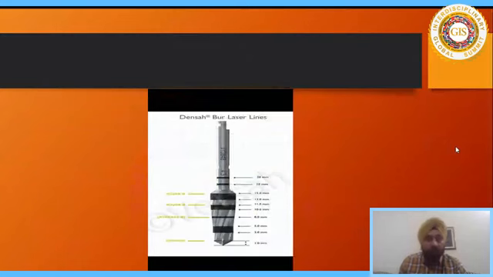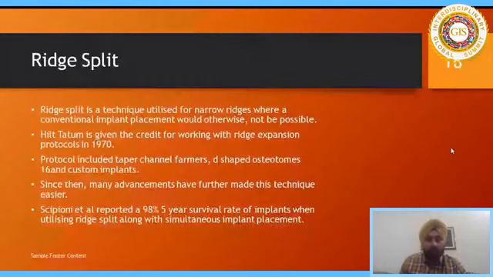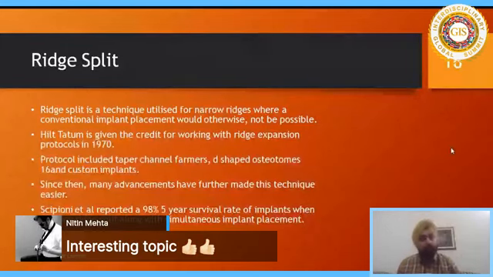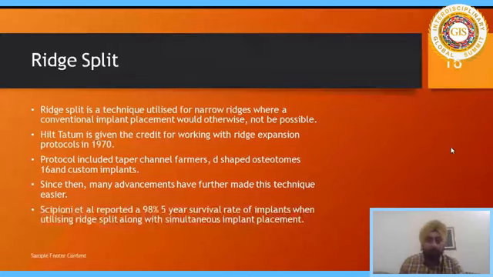Now coming to ridge split. What is ridge split? Ridge split is a technique utilized for narrow ridges where a conventional implant placement would otherwise not be possible. Tatum is given the credit for working with ridge expansion protocols in 1970. The protocol then included taper channel formers, D-shaped osteotomes, and custom implants. Since then, many advancements have further made this technique easier.